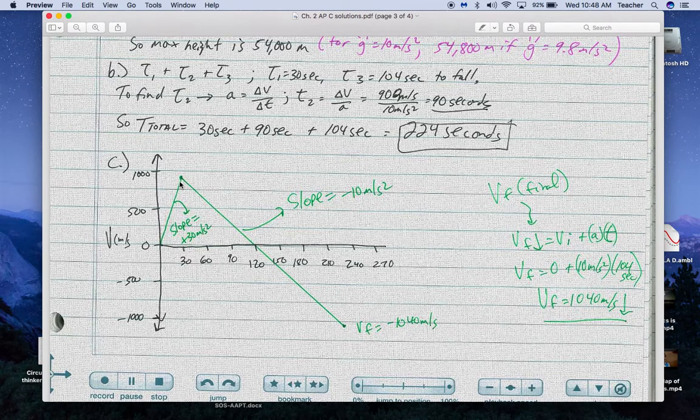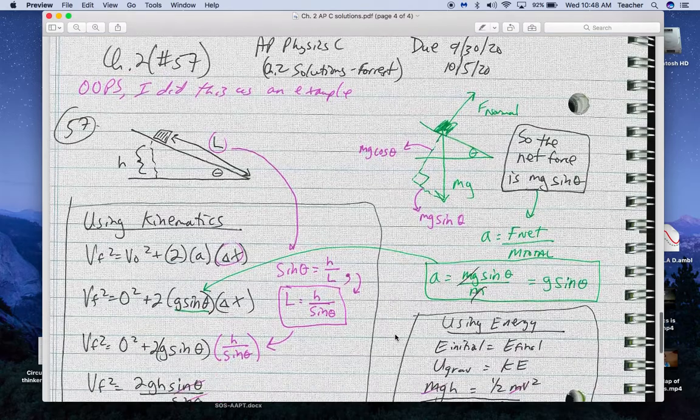Here the slope upward is 30 meters per second squared. Here the slope downward is a third as much, that's negative 10 meters per second squared. Final velocity as it hits the ground would be negative, or downward, 1,040 meters per second. So that's why the rockets have parachutes.